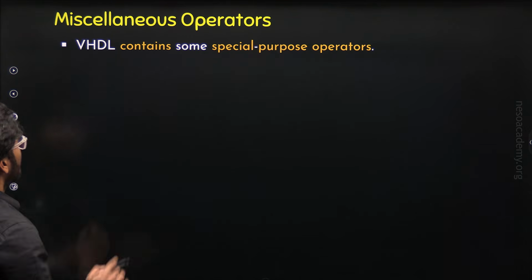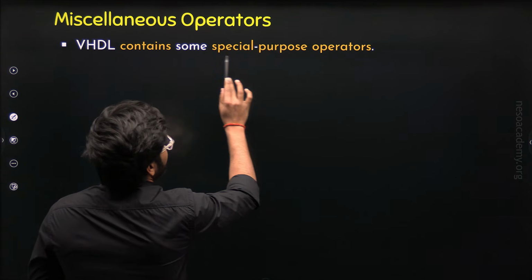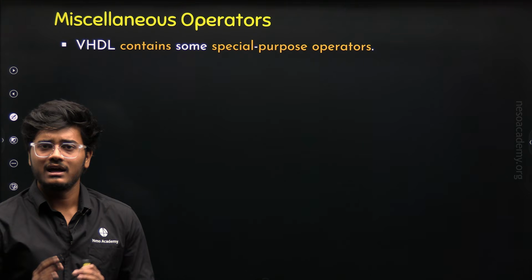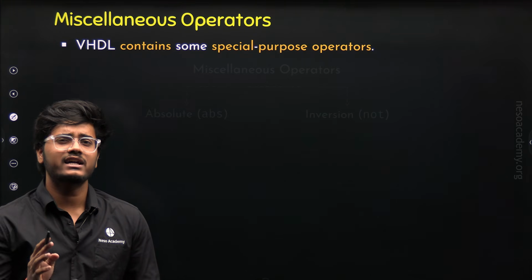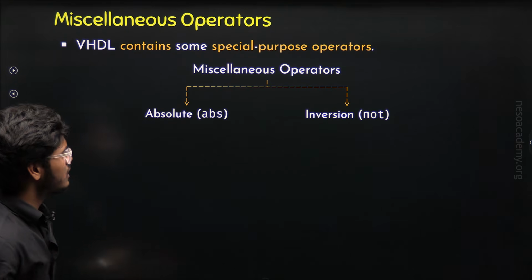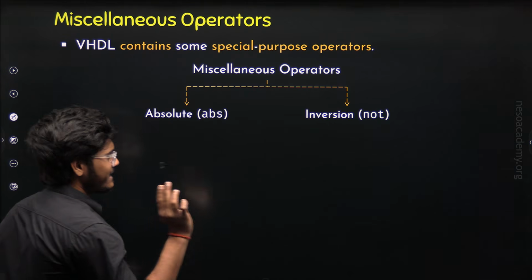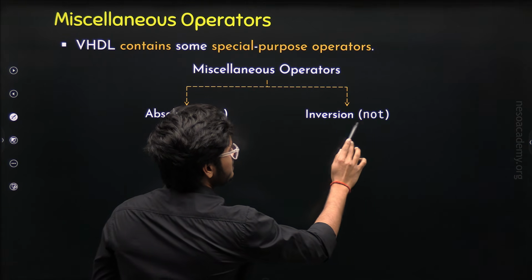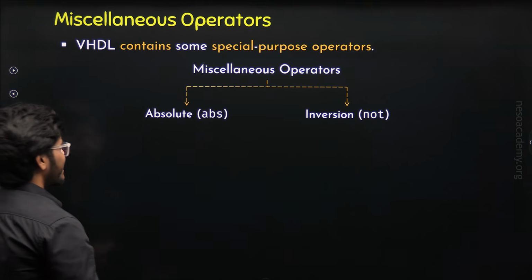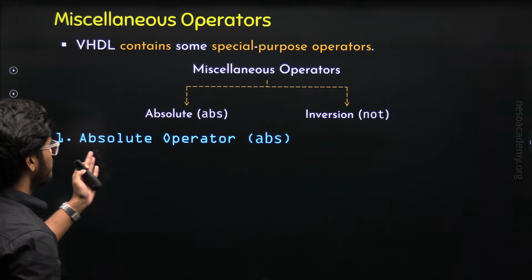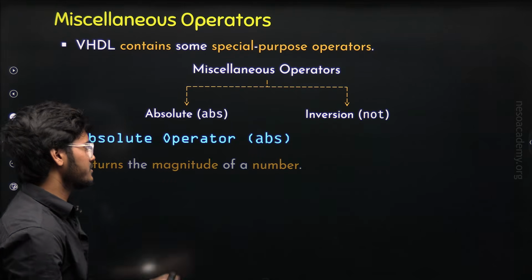Miscellaneous operators. VHDL contains some special purpose operators, which I am calling miscellaneous operators. And under miscellaneous operators, I have kept two special operators. First, absolute operator or ABS operator. Second, inversion operator or NOT operator. We will understand each of them, starting with absolute operator. Absolute operator or ABS operator.